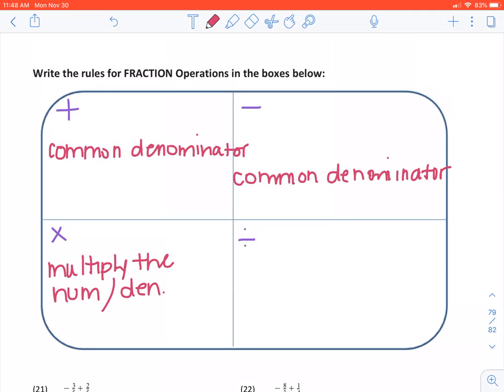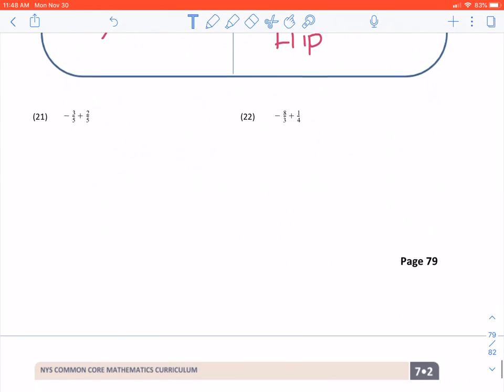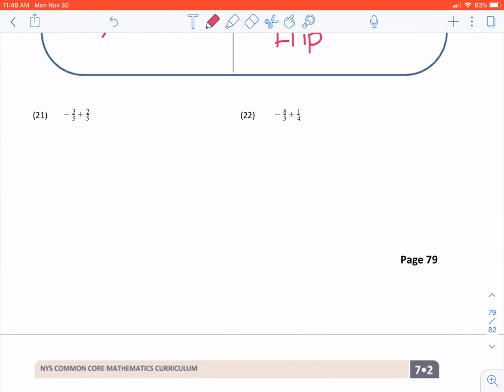Now division, there are some rules for division that we have to remember, which is leave, change, flip. Now remember, or keep, change, flip. Remember that means you're going to keep the first fraction as is, change it to multiplication, and flip the second fraction. So let's take a look at the first one, 21.